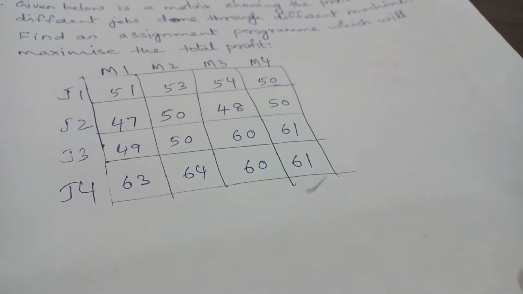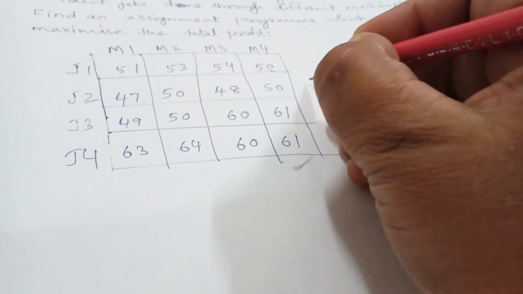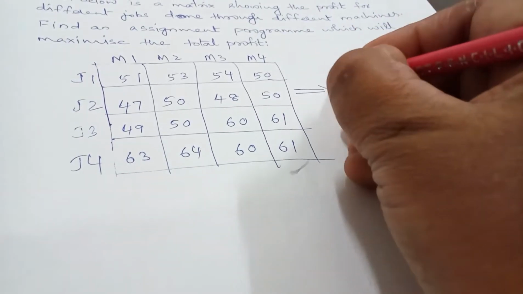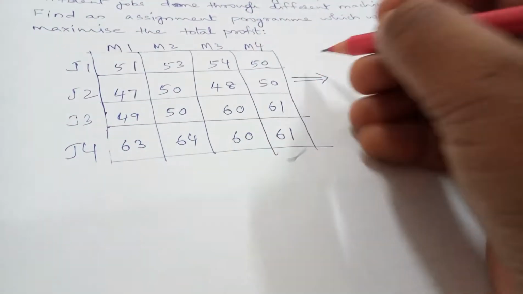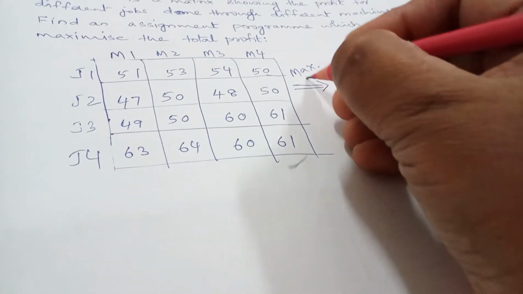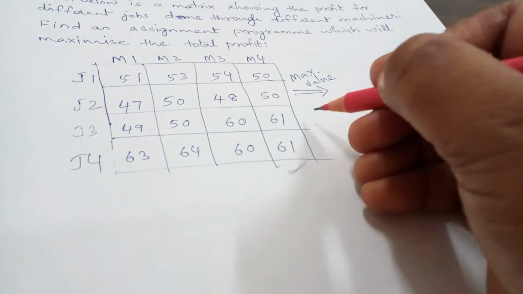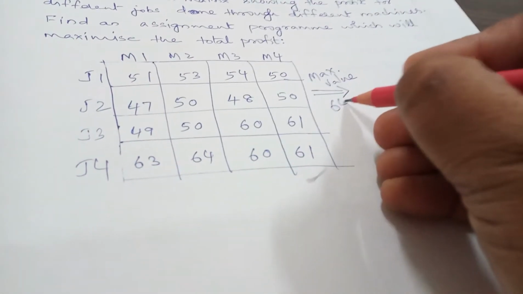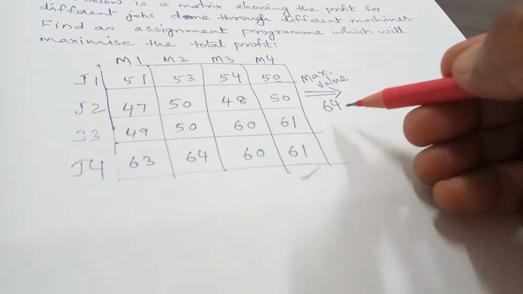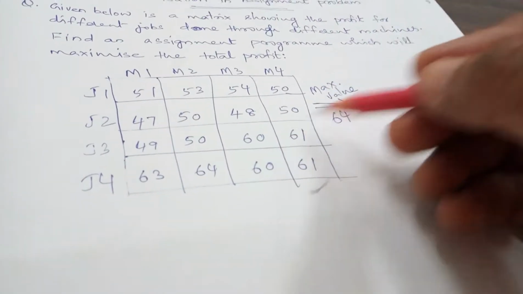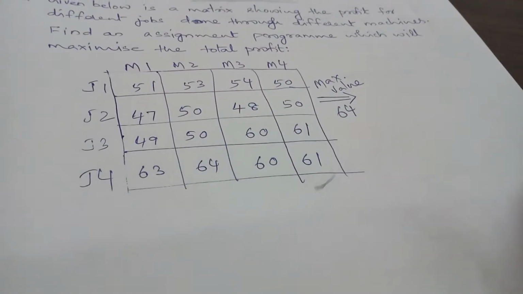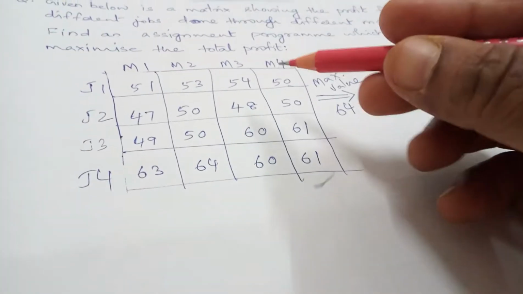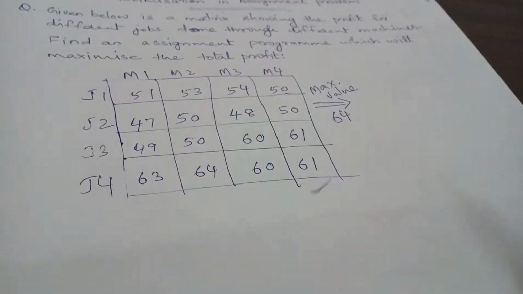Now find the maximum value from this. So that is how the maximization problem is being done. The maximum value of the matrix is 64. Consider the whole values. The maximum value is 64. Now subtract each value of the matrix from 64, that is, subtract each entry from 64.